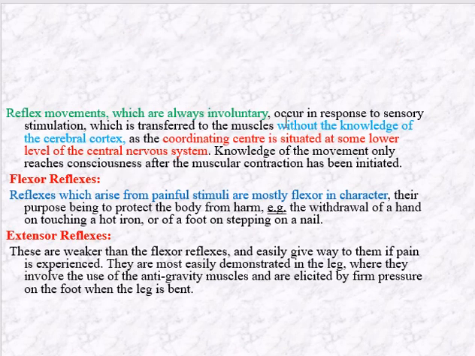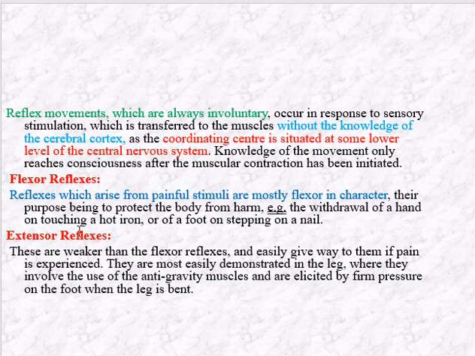Reflex movements, which are always involuntary, occur in response to sensory stimulation, which is transferred to the muscles without the knowledge of the cerebral cortex, as the coordinating center is situated at some lower level of the central nervous system. Knowledge of the movement only reaches consciousness after the muscle contraction has been initiated.